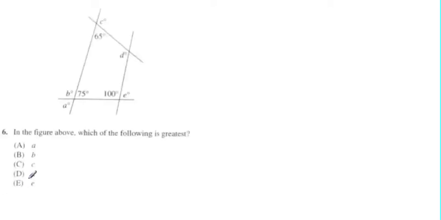Alright, number 6. Which of the following is the greatest? Now, it's seemingly D seems to be the greatest because of the looks, but we need to actually calculate what those values are. Do you see the quadrilateral here? Because sum of the angles in a quadrilateral is 360. So D must be equal to, out of 360, we need to subtract 100, subtract 75, subtract 65.